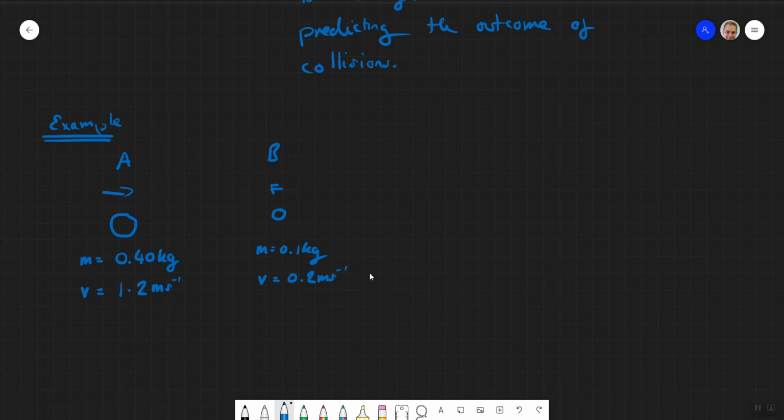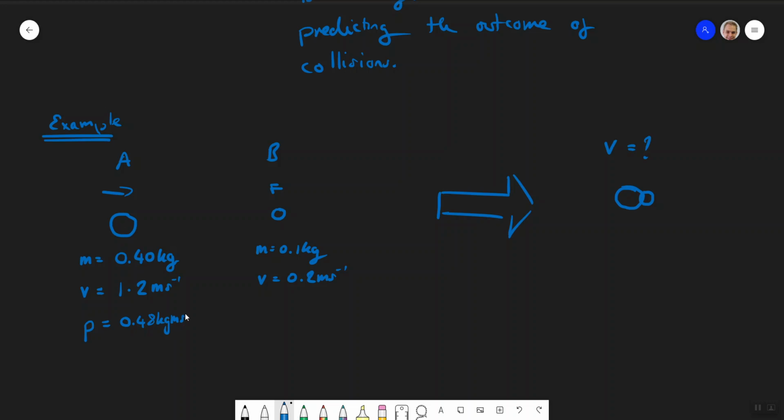So let's say afterwards they stick together and they're moving off, and we want to know what the velocity is afterwards. So what we have to do is add up the momentum of A and the momentum of B, and that would be the total momentum. The momentum, with symbol p, is equal to 0.4 times 1.2, so we've got 0.48 kilogram meters per second, and 0.1 times 0.2.